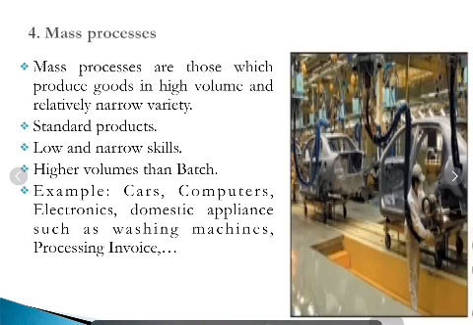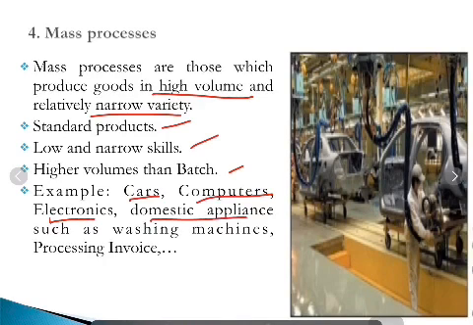Then we have mass processes. Mass processes are those which produce goods in high volume and relatively no variety. In such a case, we have standard products, low and narrow skills, higher volumes than batch. Examples: cars, computers, electronics, domestic appliances such as washing machines, and process invoicing. These are parts of mass process product types.